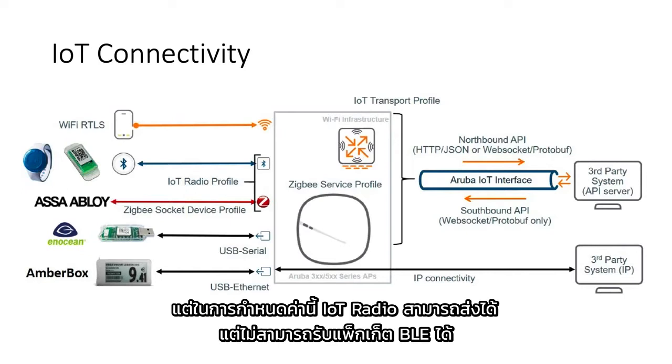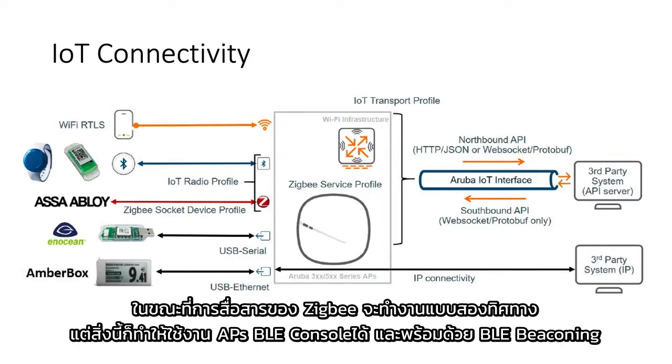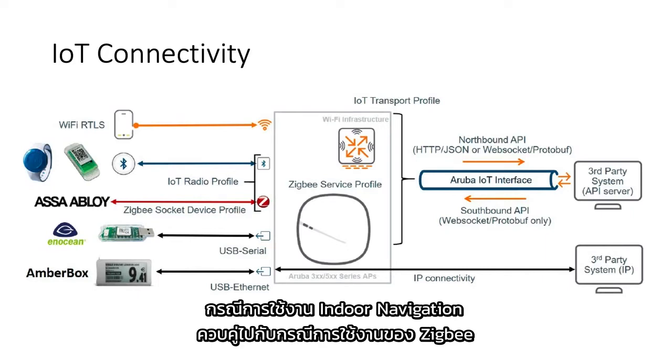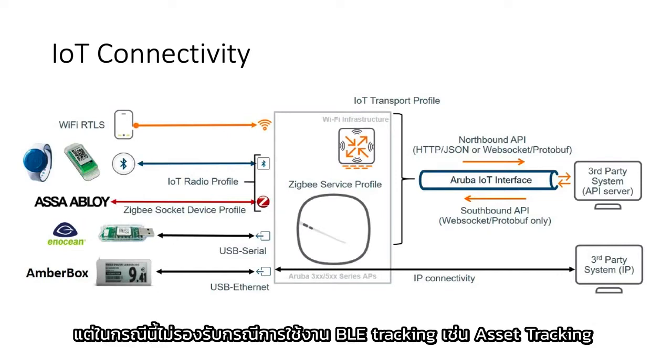But in this configuration, the IoT radio can only transmit but not receive BLE packets, while the ZigBee communication works bidirectional. This allows enabling the AP's BLE console as well as BLE beaconing for indoor navigation use cases in parallel to ZigBee use cases. But BLE tracking use cases like asset tracking are not supported in this case.